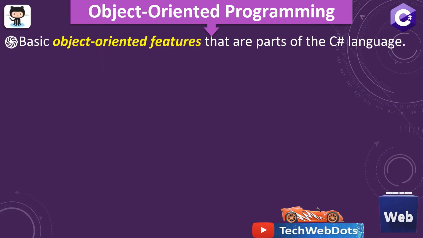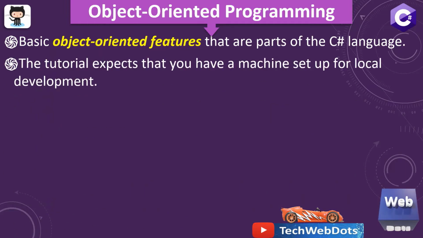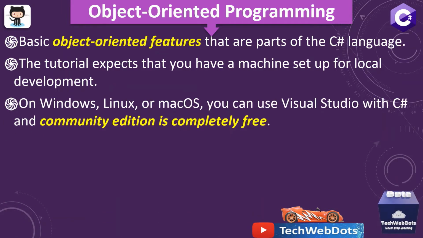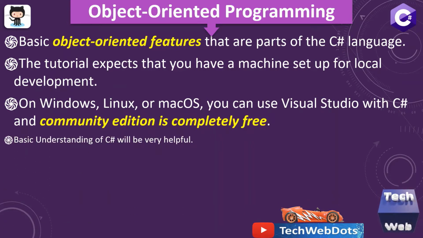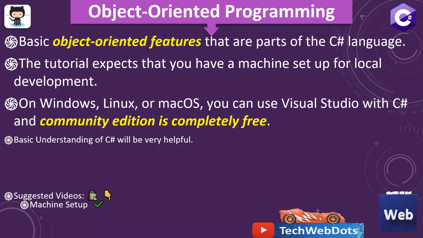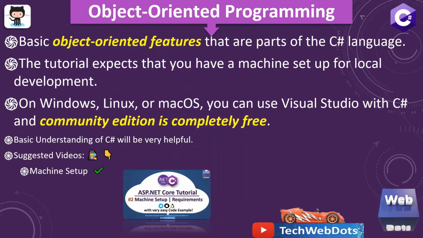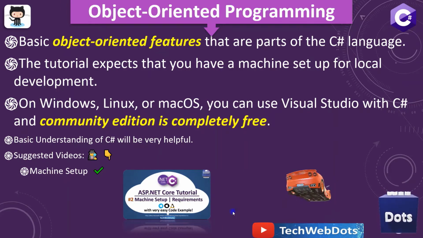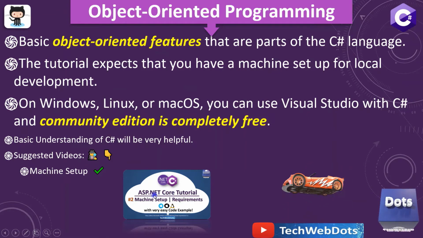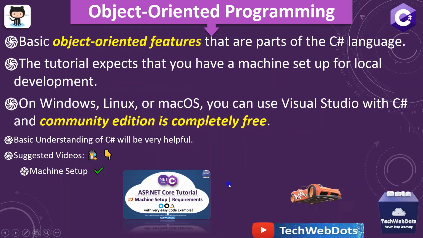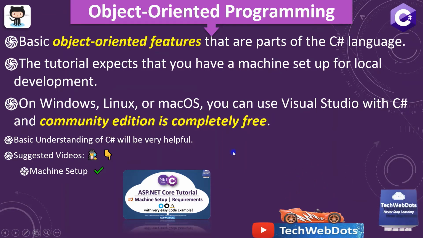Basic object-oriented features that are part of the C# language we are going to discuss, and the tutorial expects that you have a machine set up for local development. If you are using Windows, Linux or Mac OS, you can download the Community Edition of Visual Studio with C#, which is completely free. And if you have a basic understanding of C#, that will be very helpful. I strongly suggest you watch the machine setup session that I have earlier recorded in the ASP.NET Core tutorial series, and that link is given in the description of this video.